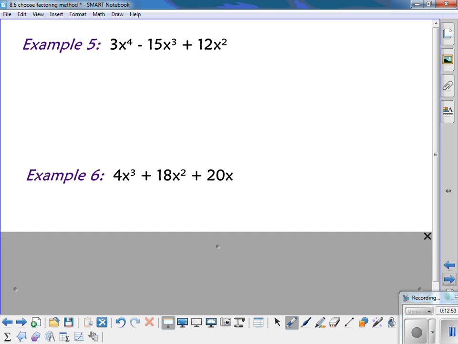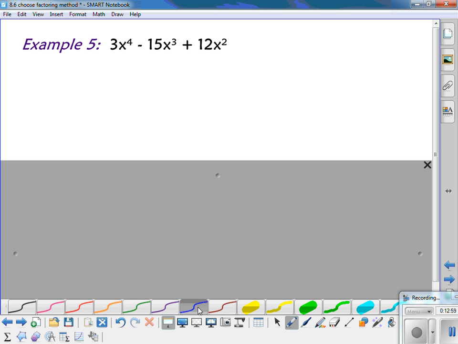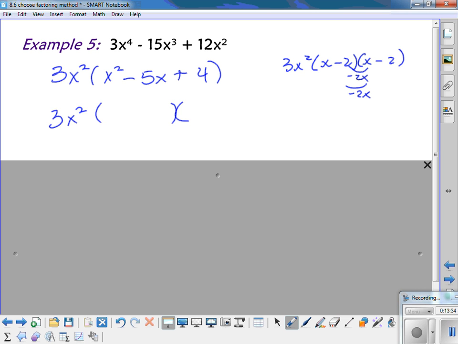Okay, one more example here. All right, so now if I look at this one, I can see that I have a GCF of 3x squared. So I'm going to factor out the 3x squared. And then I have x squared minus 5x plus 4. All right, so how can I get 4? Does it look like this one's a perfect square? It could be, but then if I do x minus 2 times x minus 2, I'm not going to get what I want in the middle, am I? I'm only going to get negative 4x. So this one's just one that you factor normally.